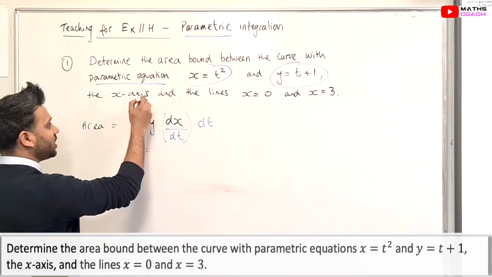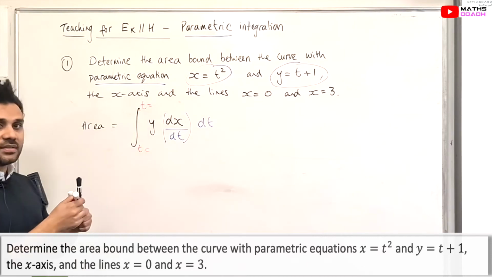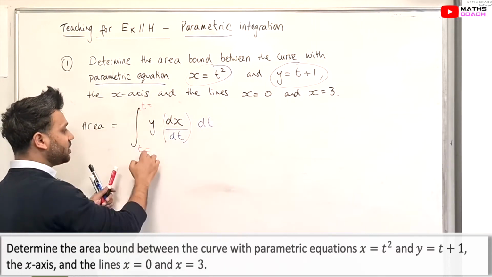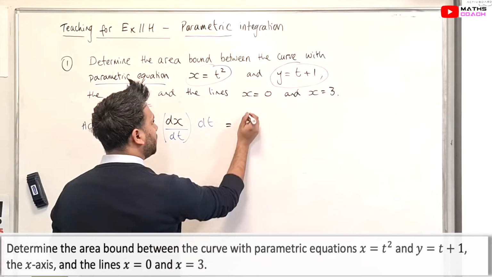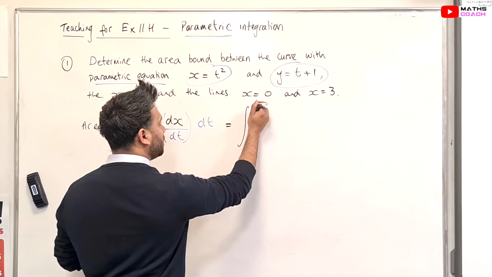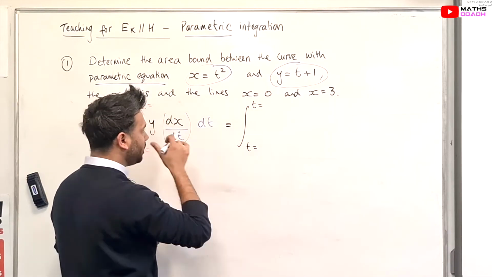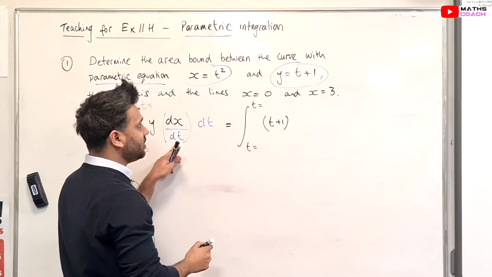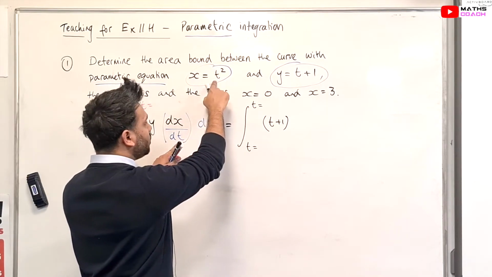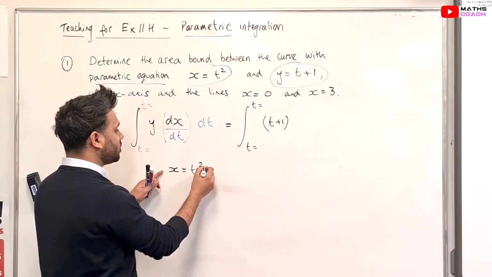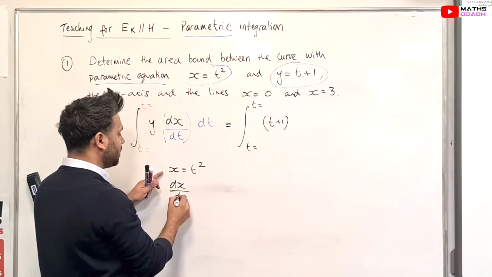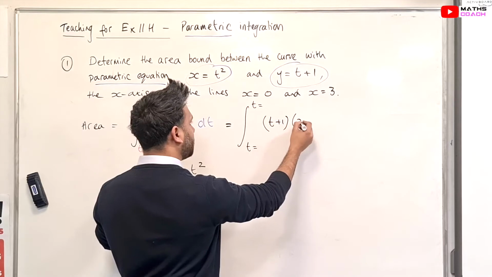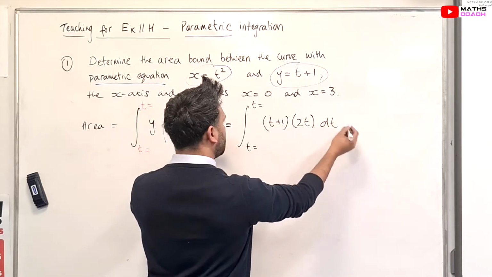I'm just going to write down t equals here to remind ourselves that we need to adjust the values. We don't put in x equals 0 and x equals 3 here, because these are not t values; these need to be the corresponding t values. So here we have the integration of t equals, and we'll put those in because it's what we need to work out. Y itself is t plus 1, so t plus 1 multiplied by dx by dt. Here we can see that x equals t squared, so dx by dt is equal to 2t. This is how we work out dx by dt, and we multiply by 2t with respect to t.